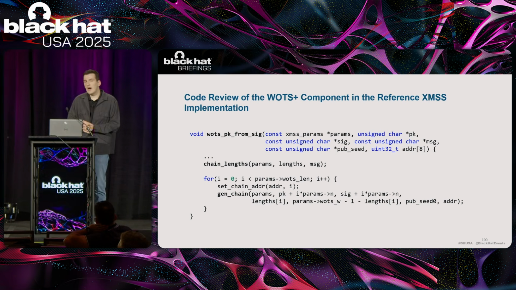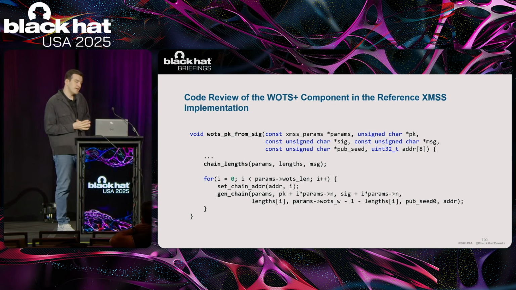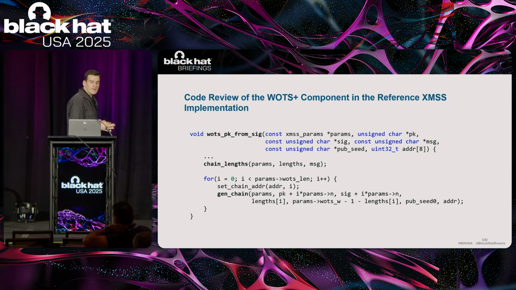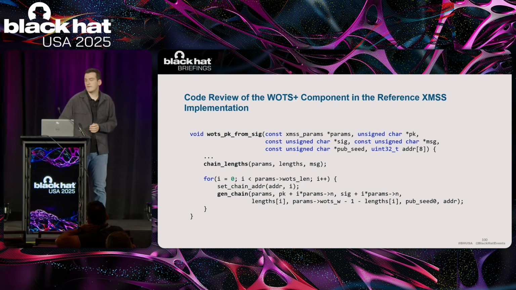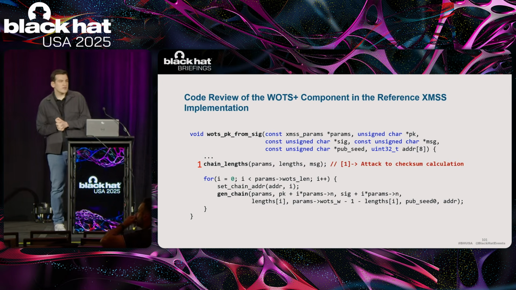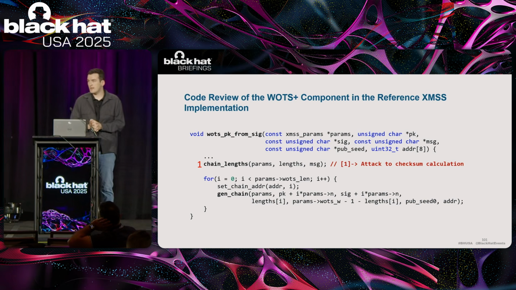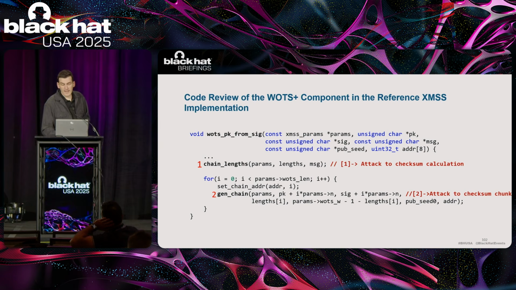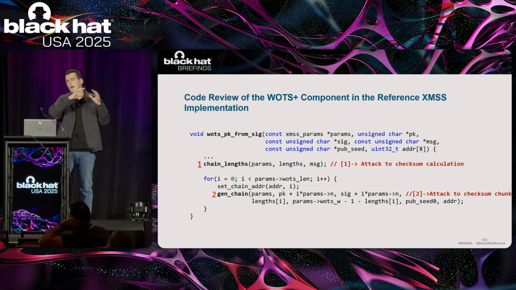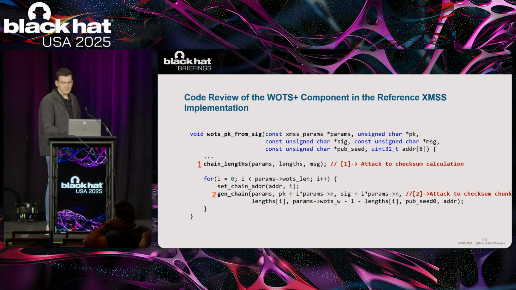So for the code review of WOTS+ in the XMSS implementation, we have two different attack points in the WOTS public key from signature function. First, we can attack the chain length function's checksum calculation, to decrease the checksum. Or we can also attack the generate chain function at the checksum chunk to perform partial hash chain skip or full hash chain skip.